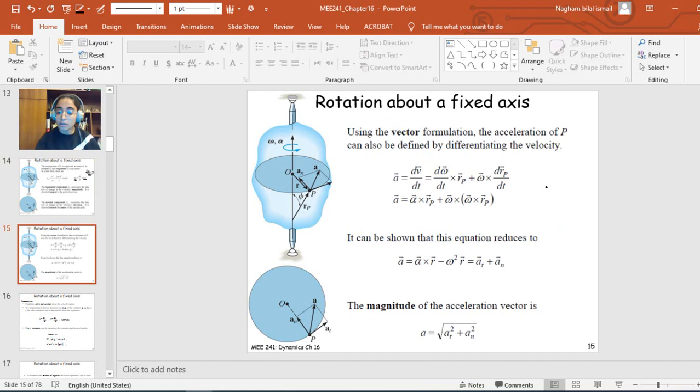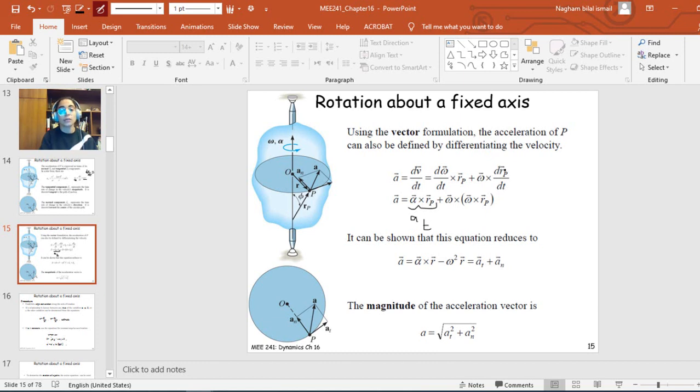Now you can do this also from the very beginning by starting from the vector form. So I know that a in vector form is equal to dv over dt, and I know that v in vector form is equal to omega cross r. So I can do the derivative using the product rule. It's d omega over dt cross r plus omega cross dr over dt. Now, I know that d omega over dt in vector form will be equal to alpha in vector form. So the first term will be alpha cross rp, which is in fact the tangential acceleration. But the second term is omega cross dr over dt.